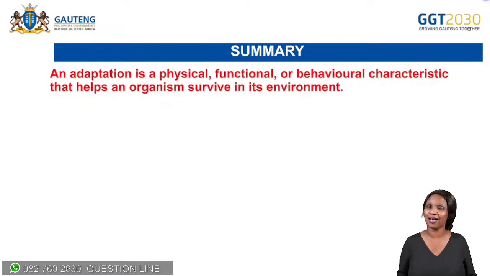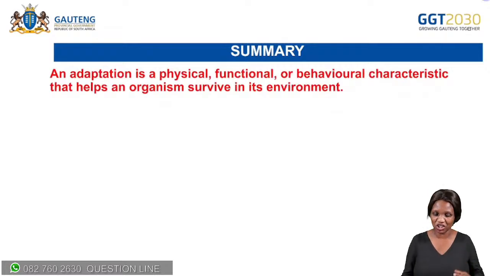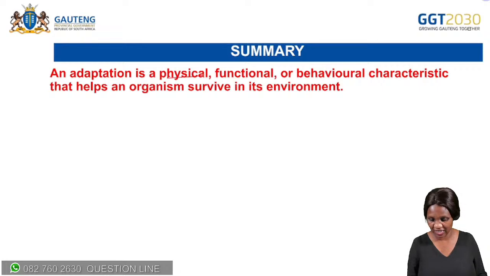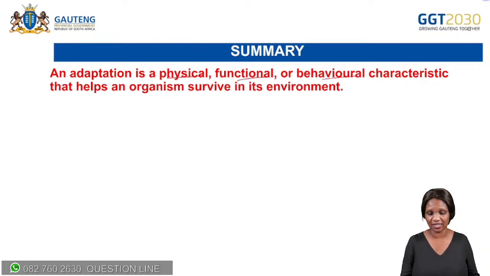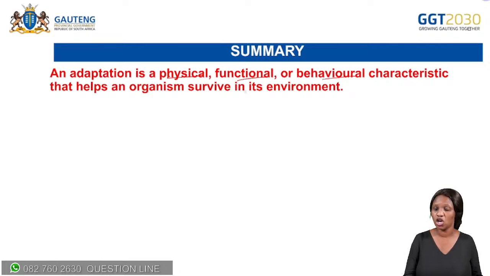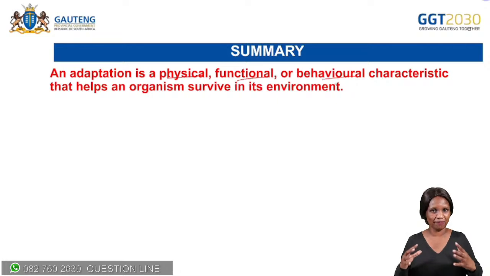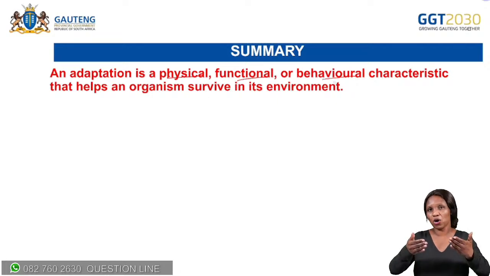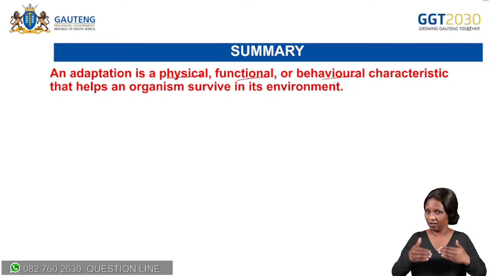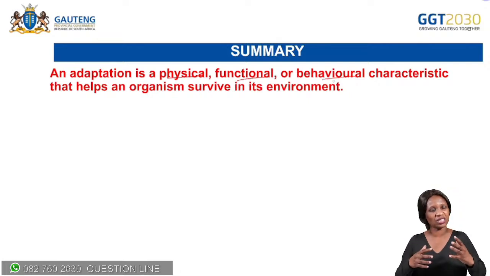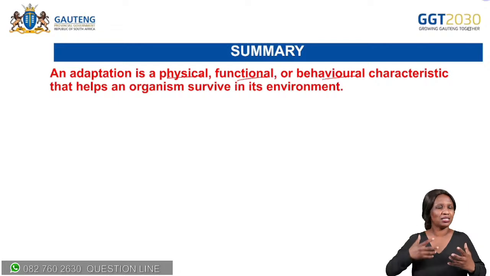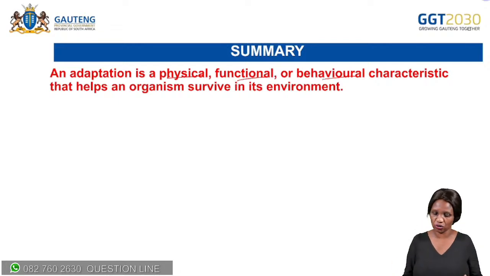Let's summarize our lesson, grade 8. An adaptation is a physical, functional, or behavior characteristic that helps an organism to survive in its environment. When we are talking about adaptation, we are talking about gradual change. That is adaptation. Adaptation or gradual change cannot just happen overnight. It happens over long periods of time.